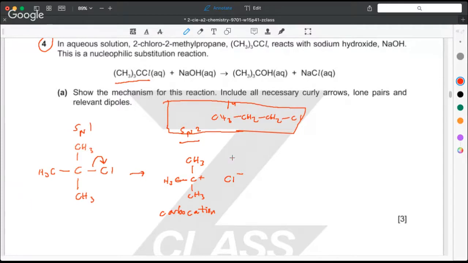So that's the intermediate here. And the reason that that intermediate forms is because it's stable. Because you have what's called a positive inductive effect. Electrons are released from that methyl group, that methyl group, that methyl group. And so the carbon there means that the charge gets spread out across the whole carbocation. And so it's a stable carbocation because you've got a tertiary alkyl halide here. So that's our intermediate.